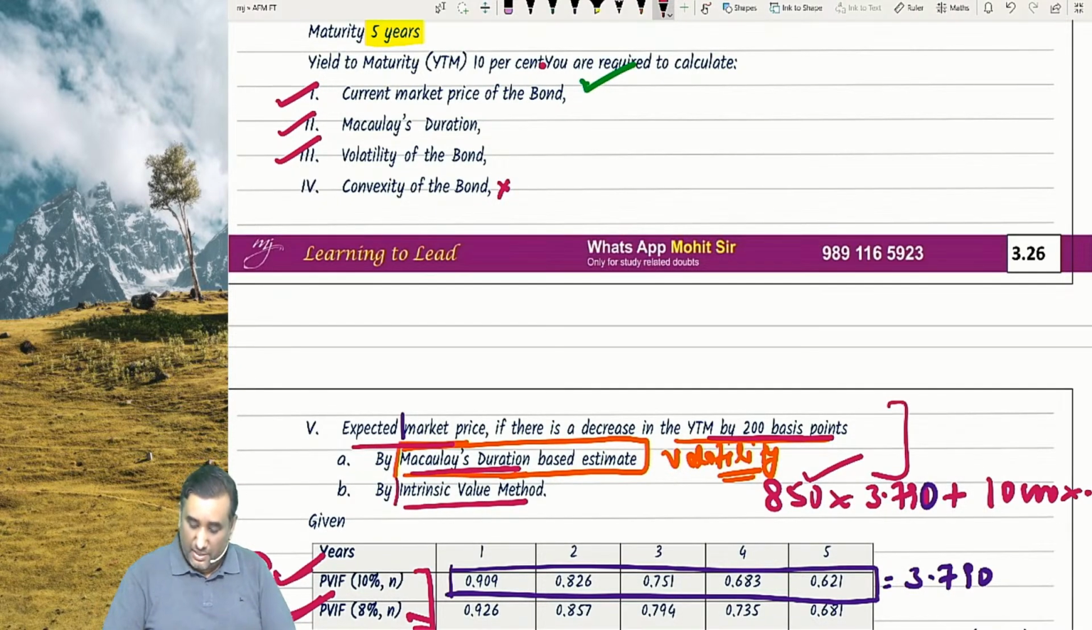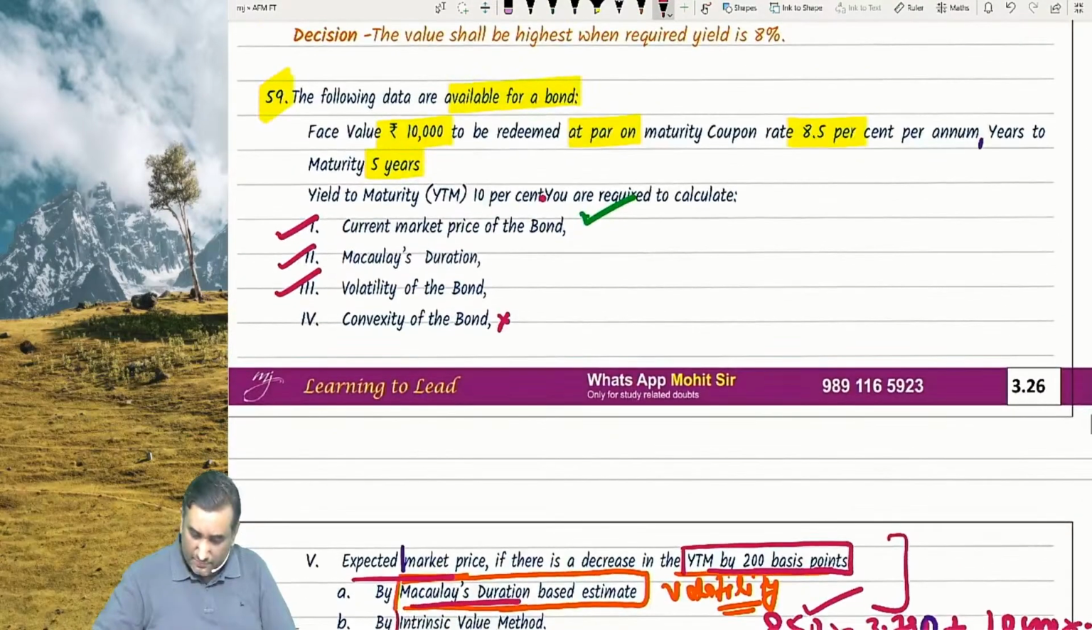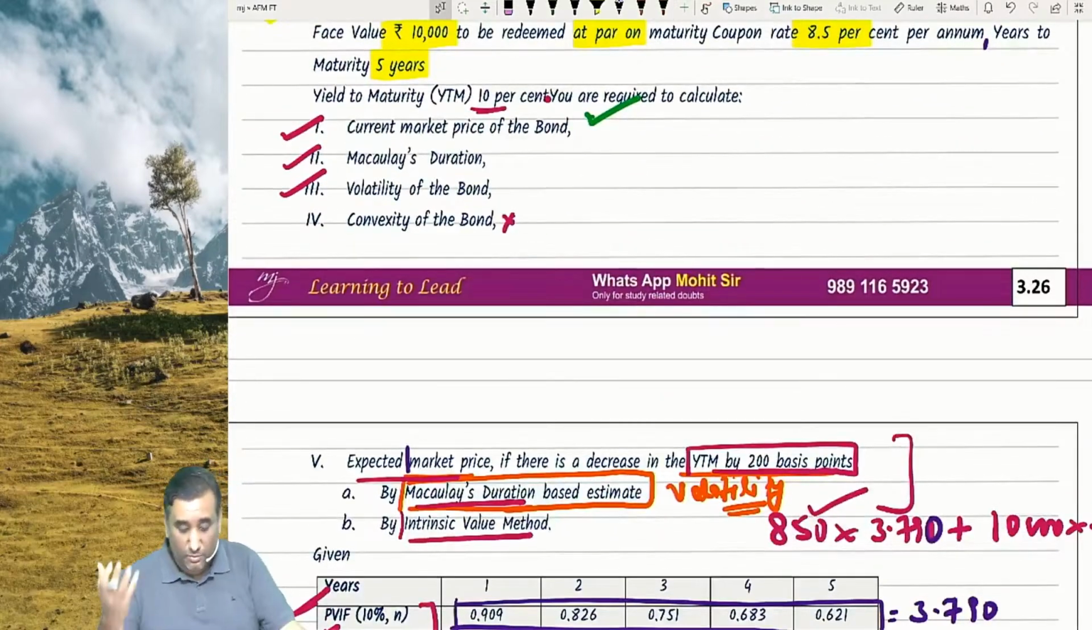That means if the YTM decreases by 200 basis points, the new YTM would be what? YTM is given as 10, so new would be 8 percent. You can find intrinsic value. First reaction comes, oh, we don't know convexity. How will you do this question? Leave the choice. If it's a 10 marks question, at least 8 you can comfortably get. If you do not know convexity, leave it. Just telling you the reaction.